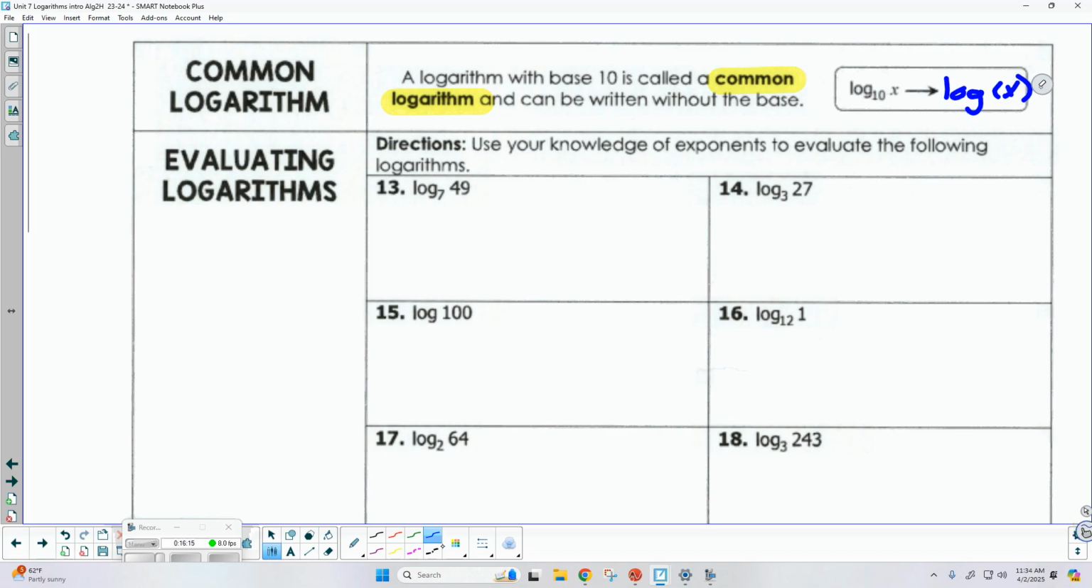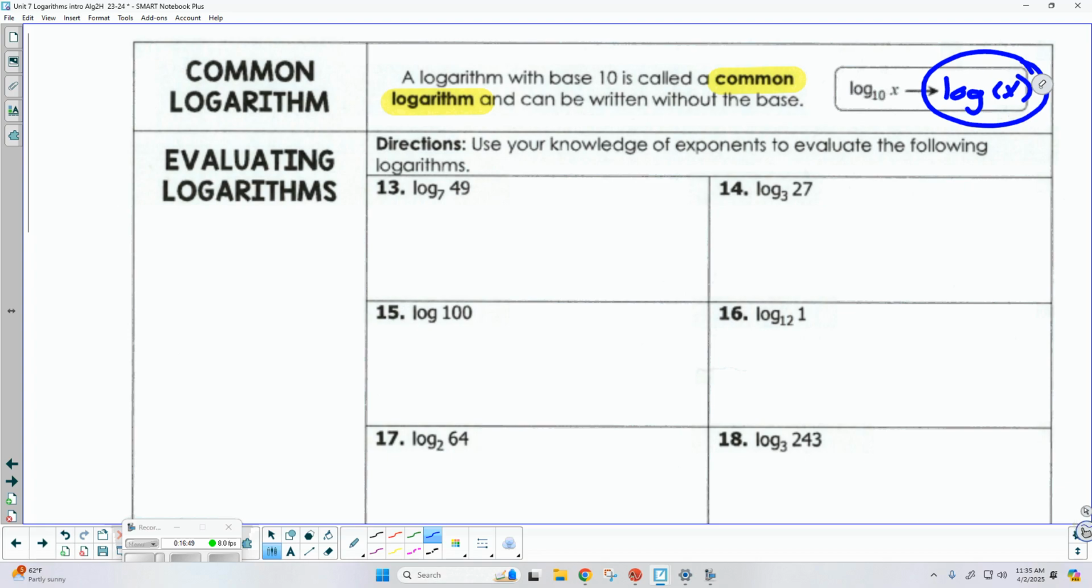We went pretty far. Okay. Common logarithm. So a log with base 10 is a common logarithm and can be written without the base. Okay, so this is only one of two bases that we actually don't have to write. So if you see log base 10 of x, you can write it like this and it's perfectly fine. Log of x. Okay, that's the only time you don't have to say base. So if you don't see a base when you have the word log, it's automatically base 10. We call that the common log.